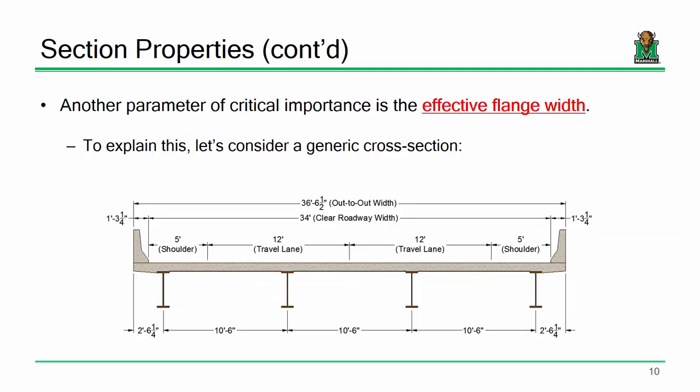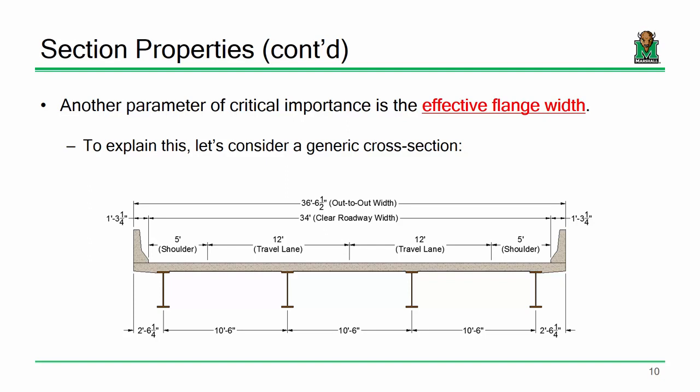What do I mean by that? Okay. So what I want to do is look at a generic cross-section for a bridge. I just wanted to use this for the purposes of discussion. So keep it simple. We've got two 12-foot lanes, two 5-foot shoulders. That's a pretty typical highway bridge in the United States. So I've got this cross-section here. There's nothing magic about it. This is just set up for the purposes of discussion.